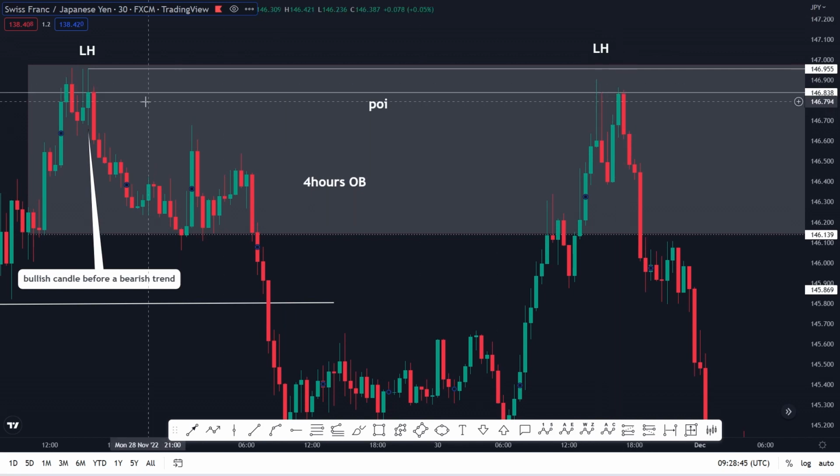That's how greedy I am, because sometimes I just put my sell limit order around this high here, and then even on the open of this bearish candle. It just depends on which trade I want to be. I am very greedy, guys. I am very, very greedy.